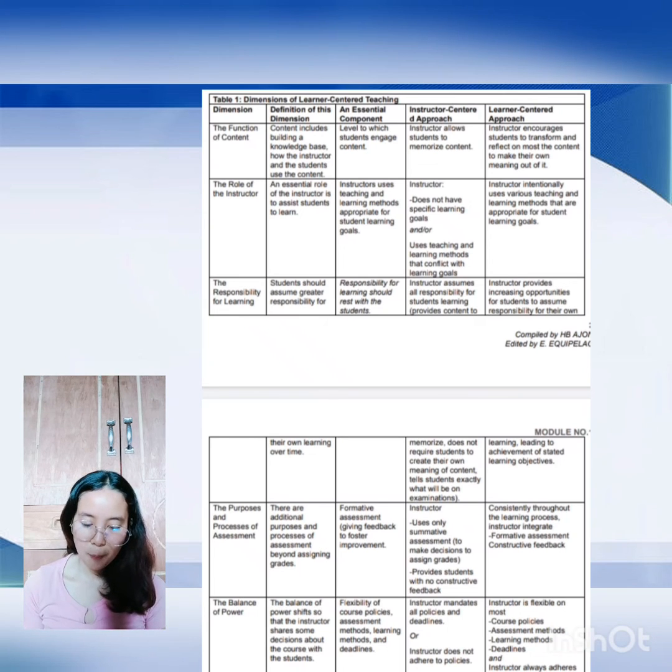Instructor-centered approach: the instructor mandates all policies and deadlines, or the instructor does not adhere to policies. Learner-centered approach: the instructor is flexible in most course policies, assessment methods, learning methods, and deadlines, and always adheres to what the instructor has agreed to with the students.